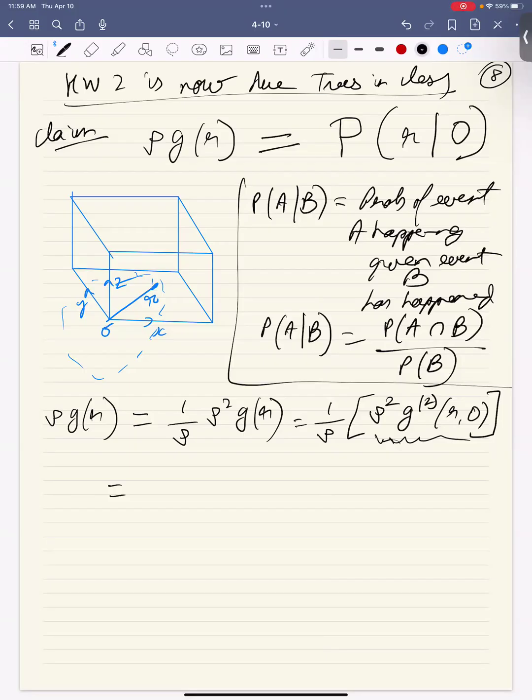So ρ2 G2 R0. Again, we go one step backwards. What is ρ2 G2 R0? It is 1 over ρ2 of R0. Right? This is how I define G2 of R0. G2 of R0 was the ratio of ρ2 of R0 divided by the square of the density. So now I have 1 by ρ2 of R0. Okay, almost there.